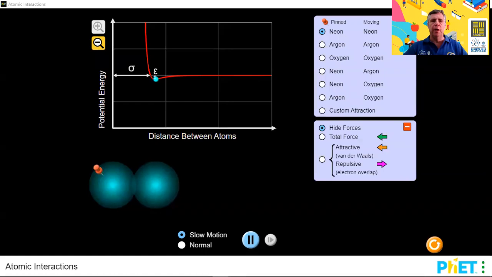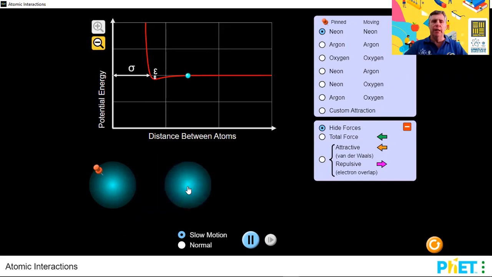So here we are inside the PHET app called Atomic Interactions. And as always, I encourage you to try it for yourself. It's in your teacher pack. So we have two neon atoms, and you can see at the moment the potential energy for the interaction is at its lowest point. If I push them closer, it will go higher because of repulsion. And if I pull them further apart, it will also go higher. And that is what leads to this comfortable lowest point of potential energy.